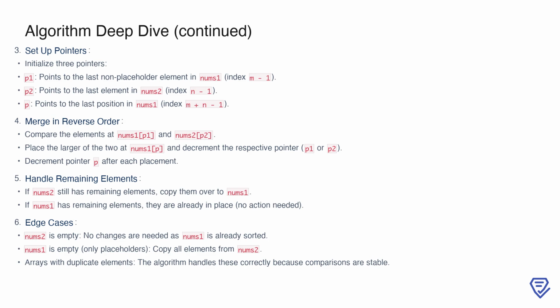This approach also naturally handles edge cases. For example, if nums2 is empty, nums1 remains unchanged because it's already sorted. If nums1 contains only placeholders, we simply copy all elements from nums2. Duplicate elements are handled seamlessly as well, thanks to the stable nature of the comparisons.